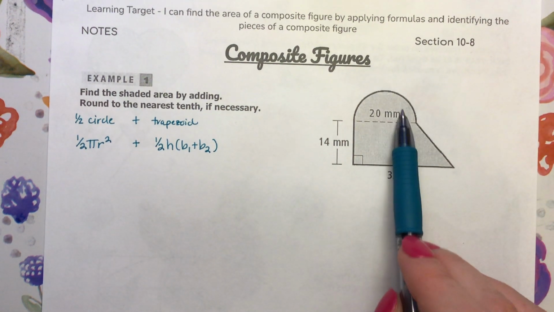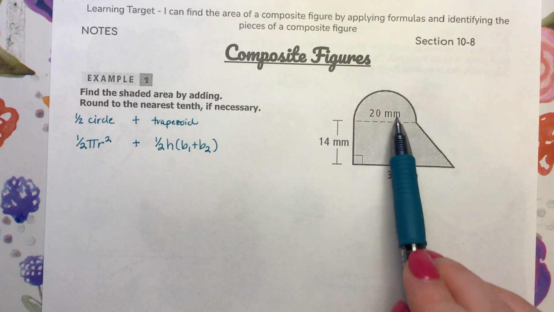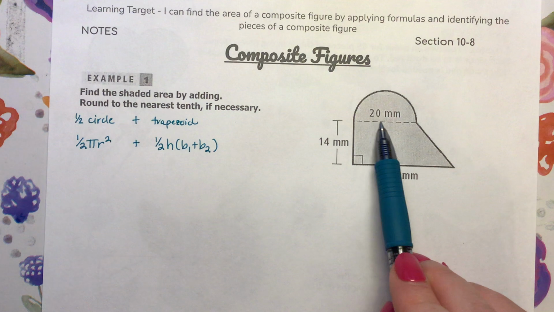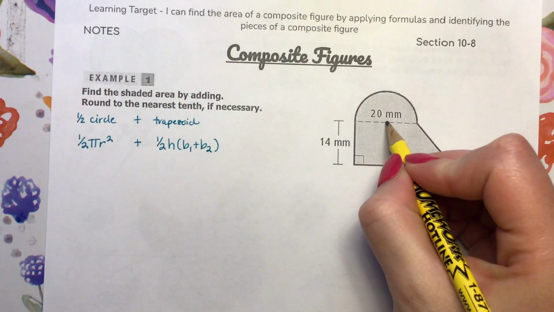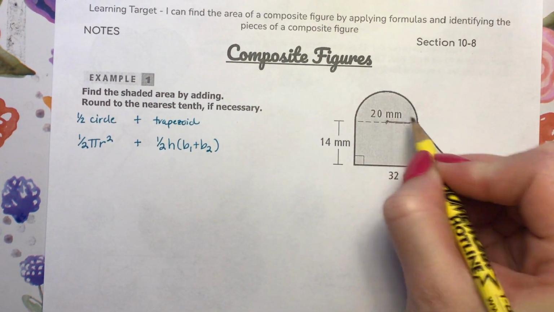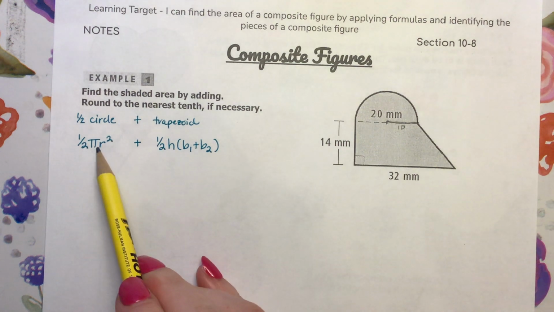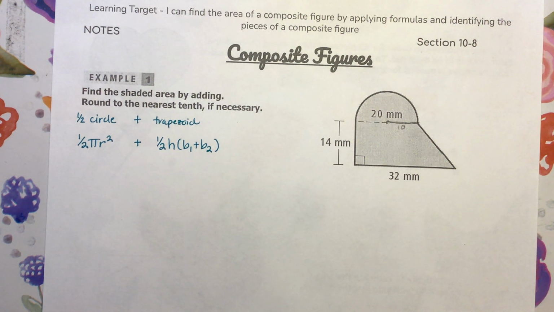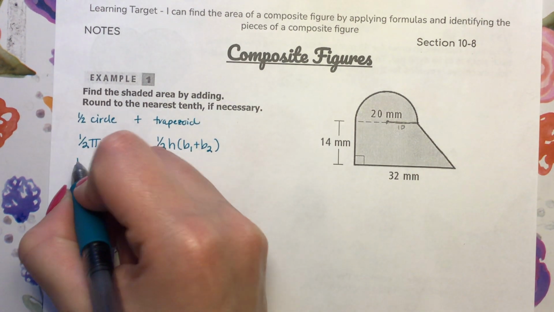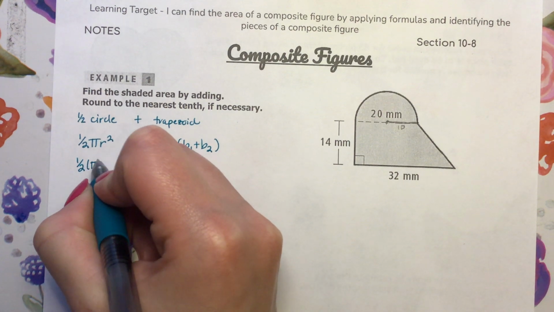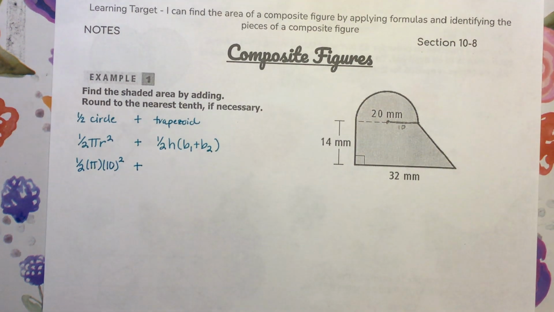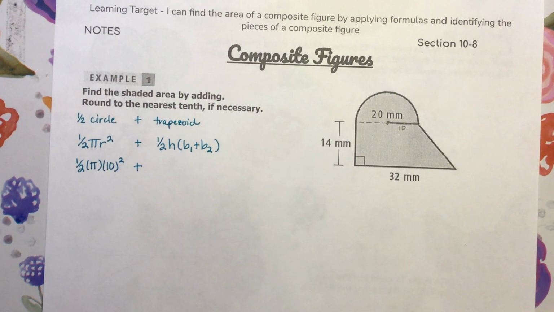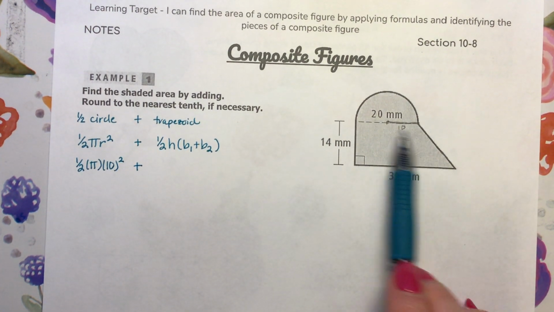All right, now it's time for us to start substituting these values in. First of all, let's start with this semicircle. This 22 millimeters is the distance all the way across. The distance all the way across is the diameter. So if I want to find the radius, I just need half of that. So the radius would be considered 10. So I'm going to take a 10 and put that in for the r. So now I have 1/2 times pi times 10 squared. And then I'm going to take that, that's 1 unit, plus the stuff for the trapezoid.